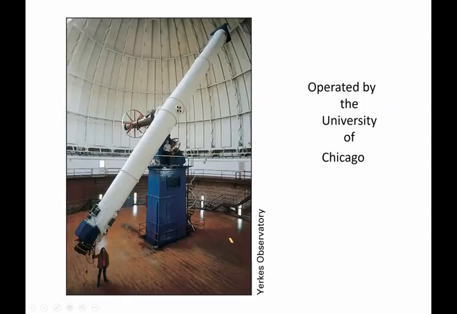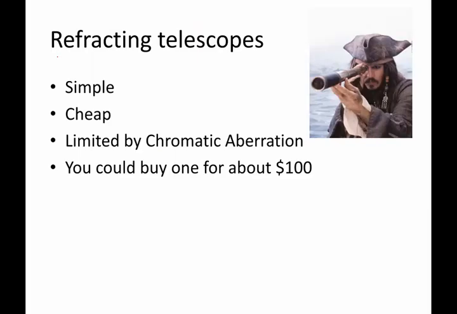This is a more modern picture of that refractor at Yerkes Observatory at the University of Chicago. Actually, it's not at the University of Chicago, it's up in Williams Bay, Wisconsin. So refracting telescopes. This is the kind that Captain Jack Sparrow uses on the Black Pearl. You look through the end, it's got lenses here, it's got lenses there, and a long tube. They are simple, they're cheap, they are limited by chromatic aberration, but if you want one for home use, you could get one for $100. Under 200, you can get a decent one.